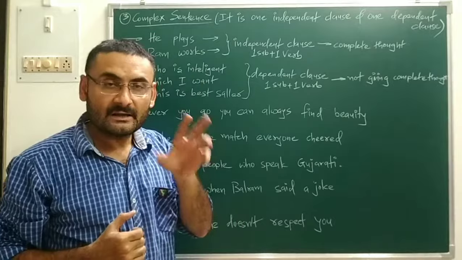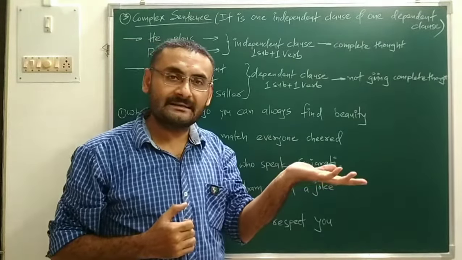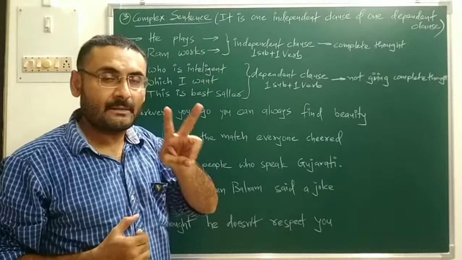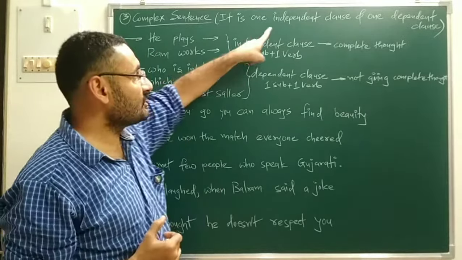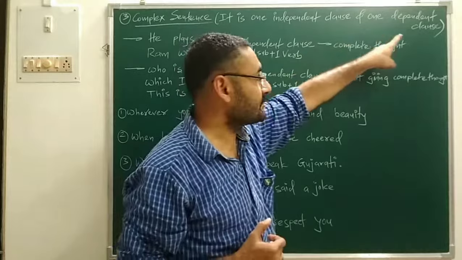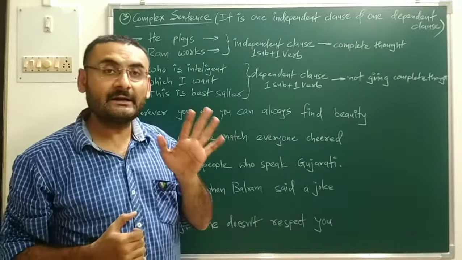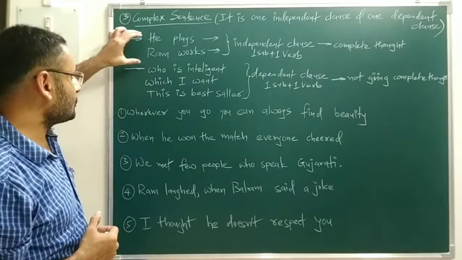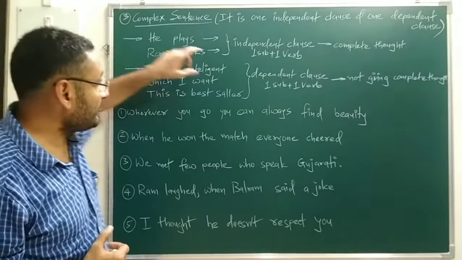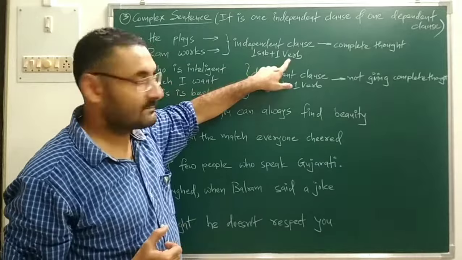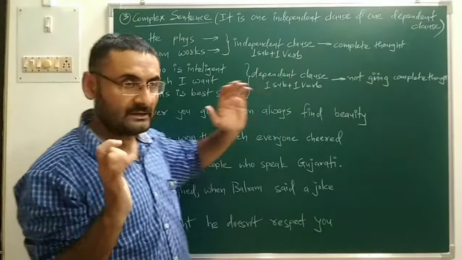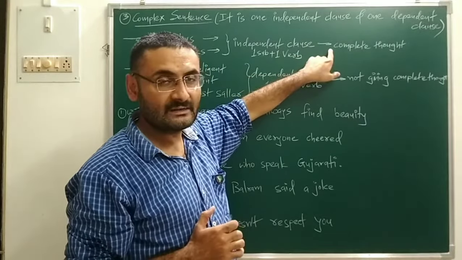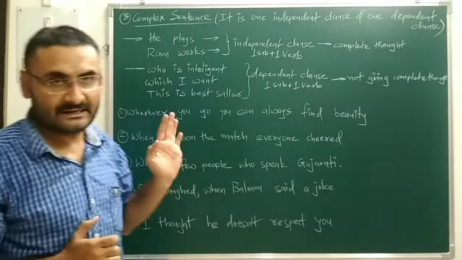Independent clause means what? That which gives complete thought in a sentence. And in a complex sentence it has two clauses, but among those two clauses, one should be independent and another should be dependent. Now dependent clause means what? First, independent clause means what? That we will discuss. That independent clause has one subject, one verb. It is a group of words which has one subject and one verb, and that independent clause will give the complete thought in a sentence.